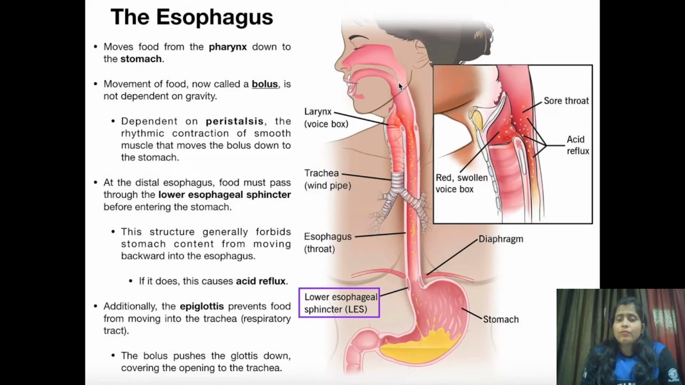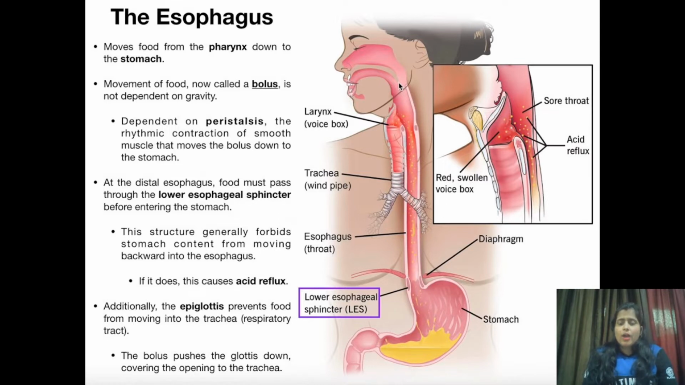Salivary juices and food particles. Now this particular mass of food particle is called as bolus. So bolus slowly moves through esophagus towards the stomach. How the bolus moves? The bolus moves through peristalsis. Now what is peristalsis? Peristalsis is the rhythmic contraction and expression of muscles present in the esophageal tube so that the bolus moves towards the stomach.